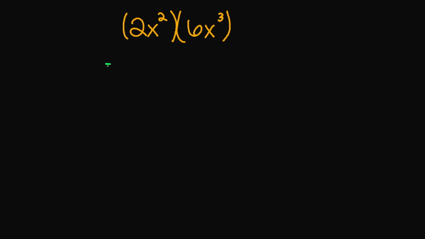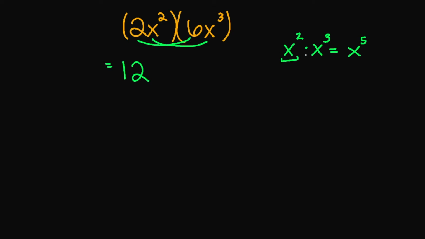To solve this, you're going to multiply your 2 times your 6. This is going to give you 12. And then you're going to multiply your x squared times your x cubed. Remember, if you are multiplying with the same base, then you need to add your exponents. So this is going to turn into x to the 5th power.